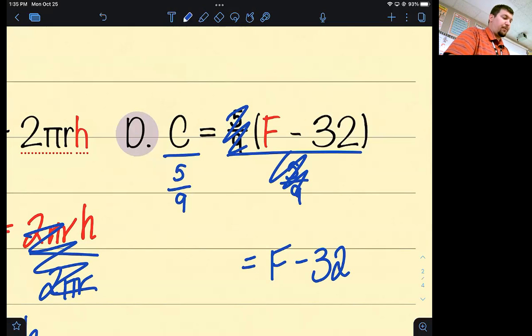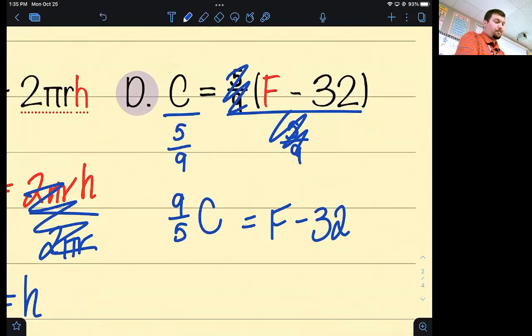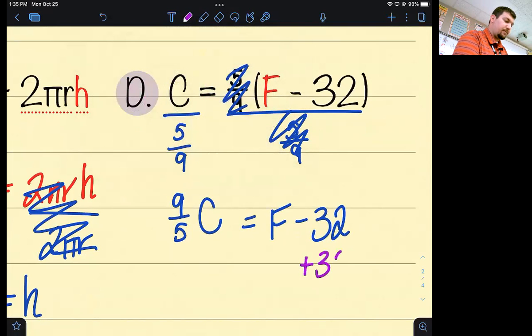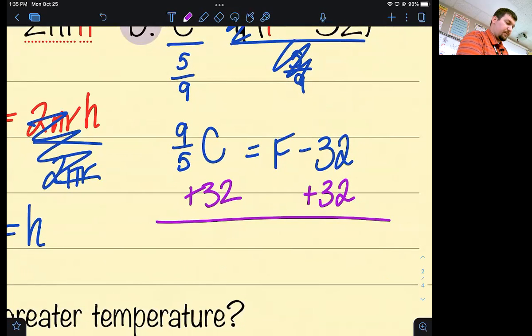So Garrett, what's the reciprocal of 5/9? 9/5. So C divided by 5/9 is the same as C times 9/5, or 9/5 C. Now to get F by itself, we have to add 32 to both sides, and we get this: 9/5 C plus 32 equals F.